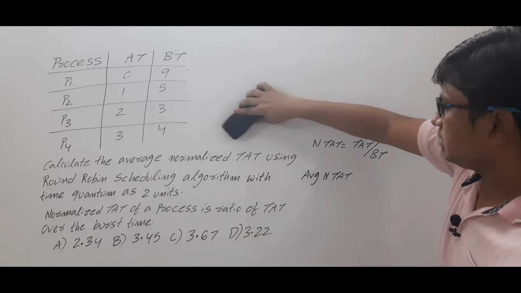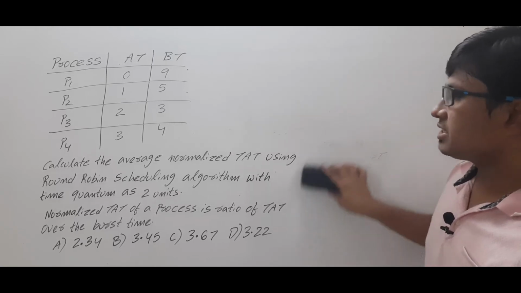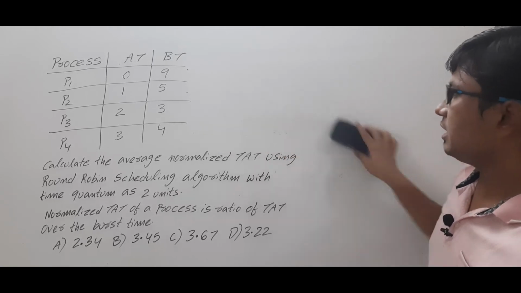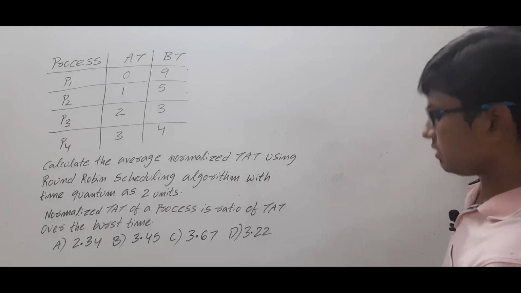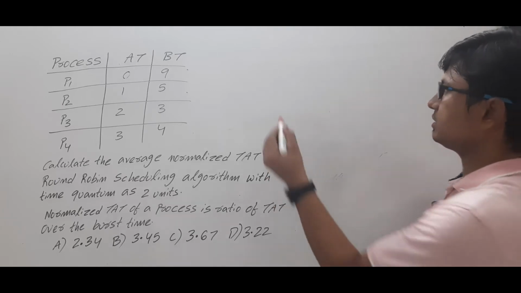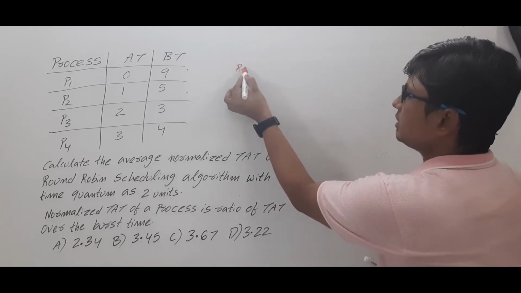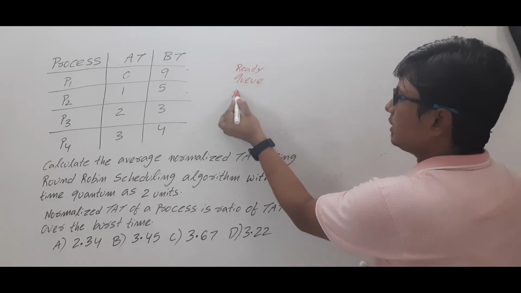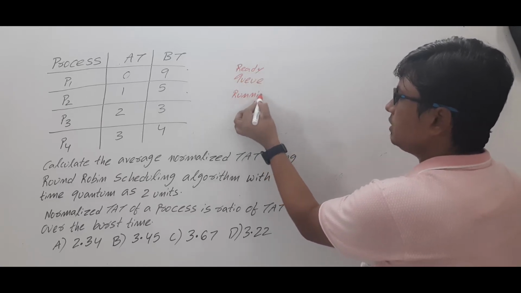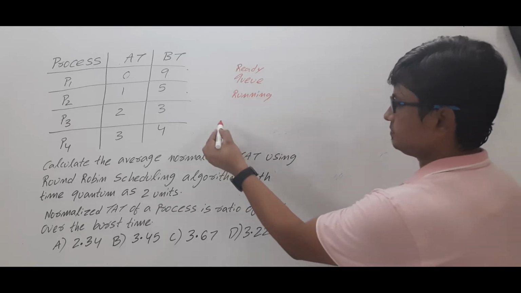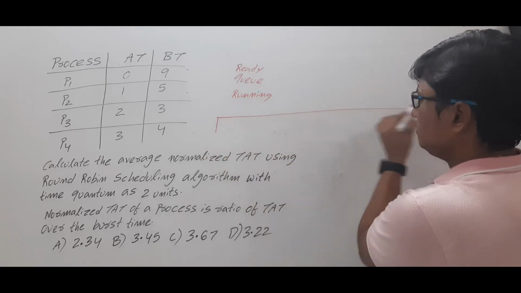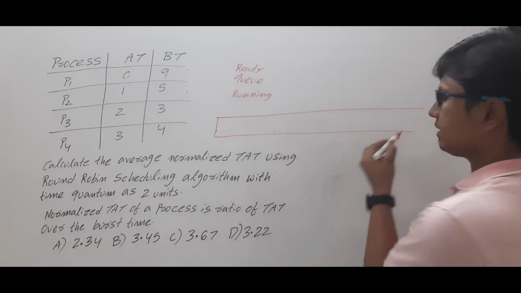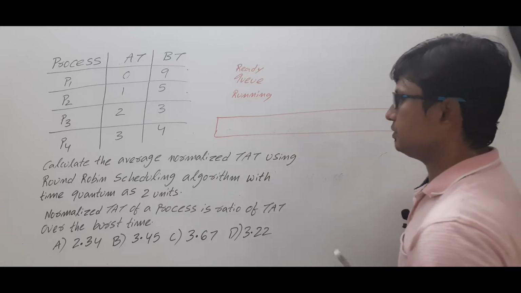Now, as the given question is related to the round robin scheduling algorithm, we need to take the ready state and running state. So let me take the ready queue, running, and the Gantt chart. Always the Gantt chart will start from 0 units of time.